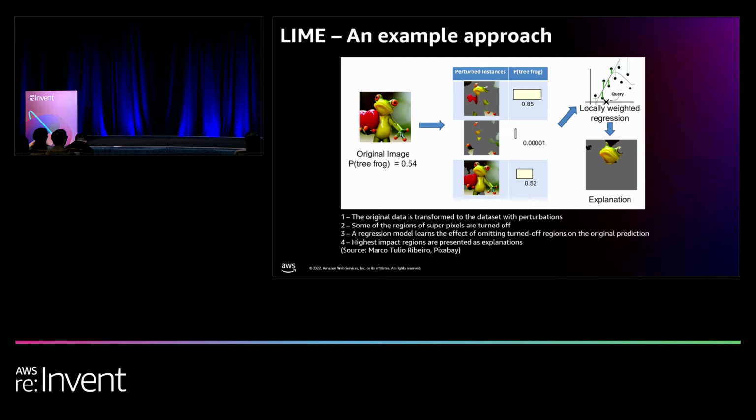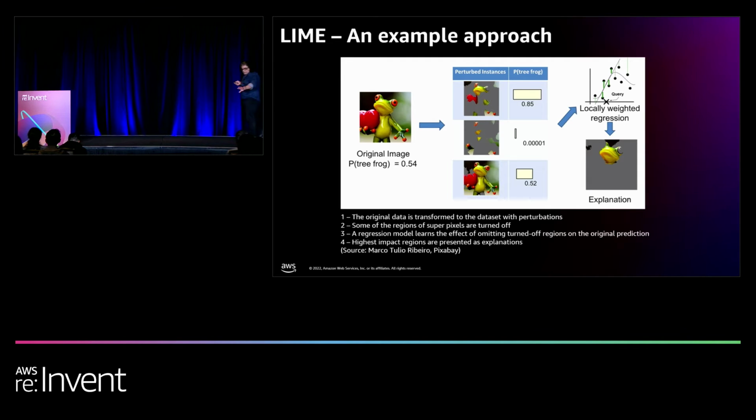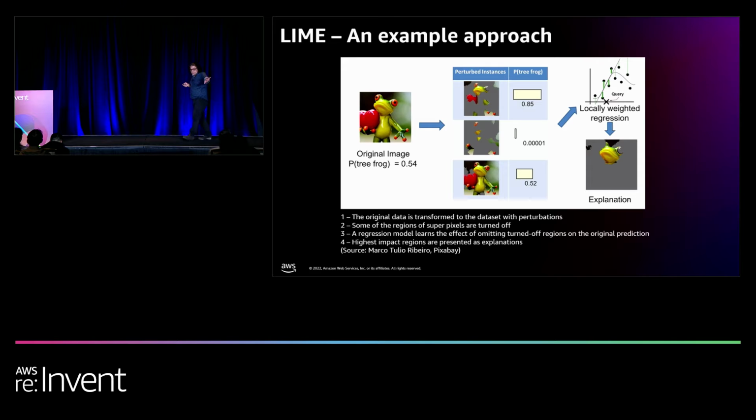What you see is that the perturbation is, you perturb the original image by chunking it into superpixels, and that creates a new data set for you. Then when you turn these superpixels on and off, you give that to the original model, and it gives you a probability output, 85% or 52% or whatever. And then you can use that.